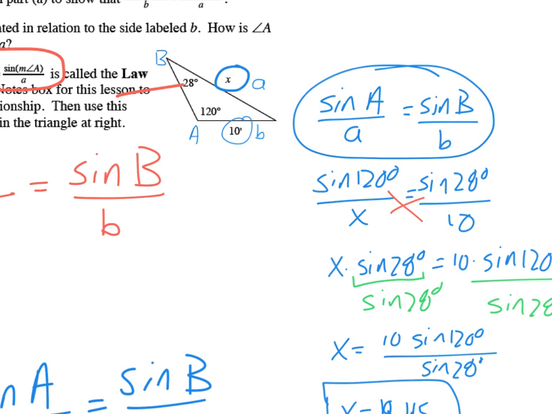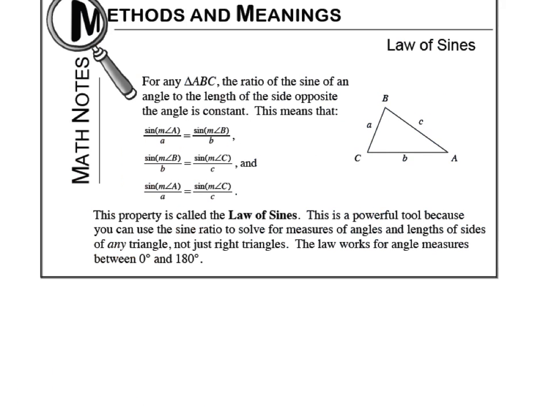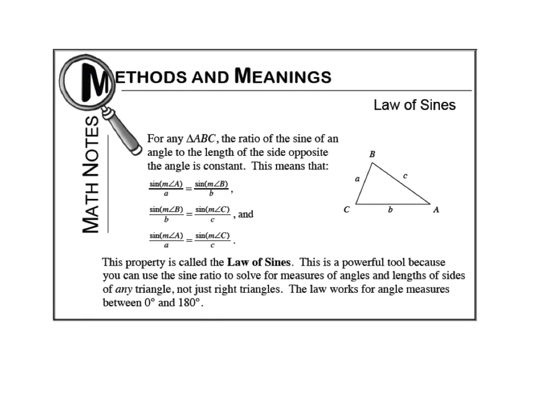So go to the next slide where we summarize the law of sines. Here it says law of sines, math notes: for any triangle, the ratio of the sine of an angle to the length opposite is constant, meaning you can set up any of these equations given this diagram right here. Notice again how the capital B is the angle and the side length across from that is lowercase, and so those are the relationships that we set up, called the law of sines. It's a powerful tool, as it states, because you can use the sine ratio to solve for measures of angles and side lengths of any triangle, not just right triangles. So that's another useful tool.